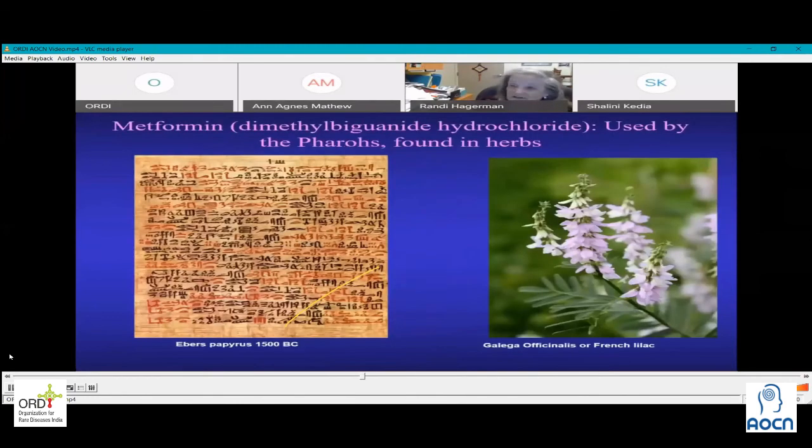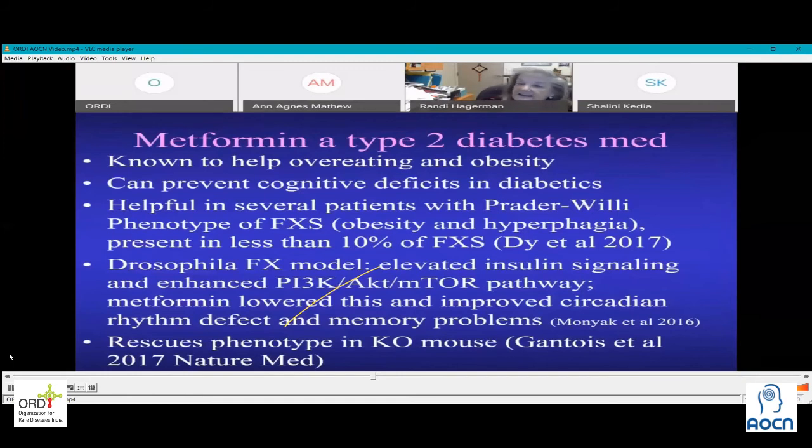And so metformin is a very old medication. It can be found in plants such as French lilac. It was used by the pharaohs in Egyptian times. There have been many writings, even in this papyrus from 1500 BC, when it was used to treat many problems, including excessive fluid, diabetes in the early times before diabetes was really understood. Again, it can help with overeating and obesity.